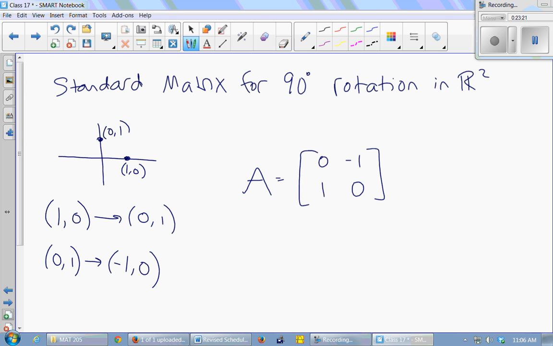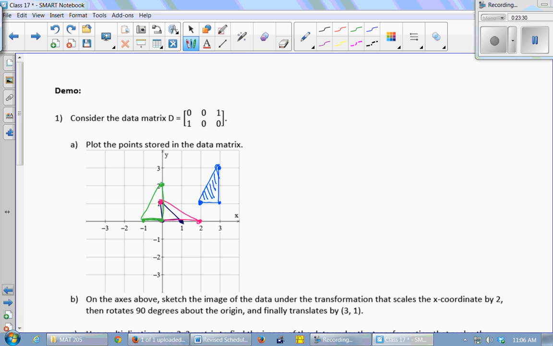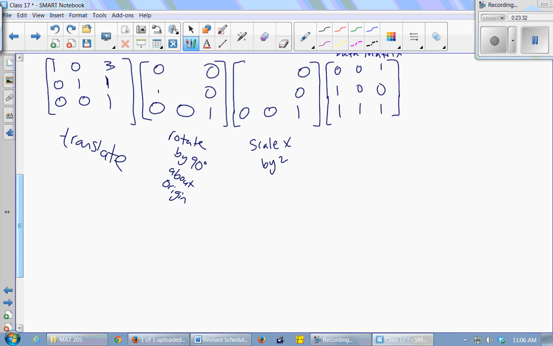Familiar at all? We did it several classes ago, I think. So that's how I fill in my rotation matrix, 0, 1, -1, 0.